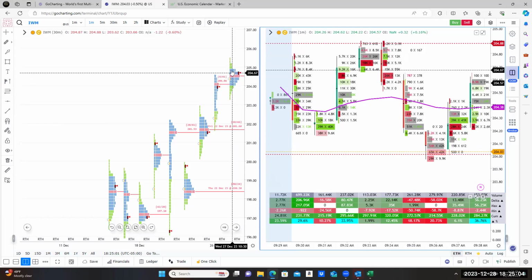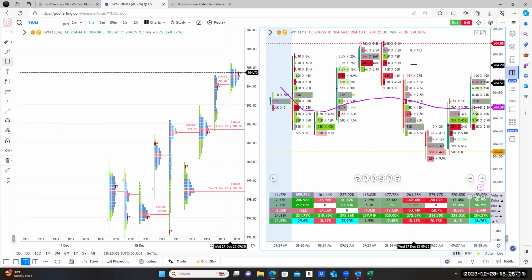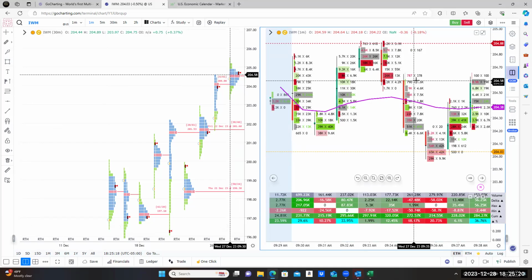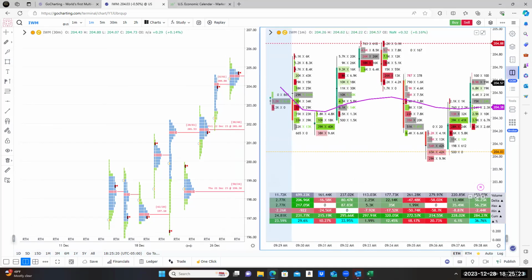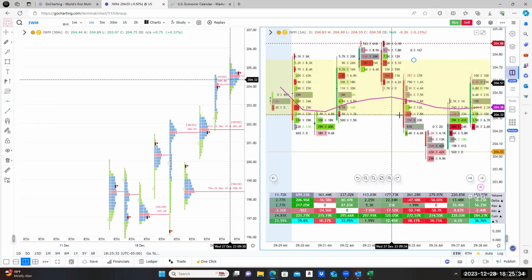Everything in the blue is value area, but I want to mark the higher nodes. The higher nodes would be, in this case, roughly 204.74. I've been having issues with getting this to mark for me. Hold on one second, guys. All right, let me see what I do now. 204.75, there we go, and it's all the way down to 204.28.